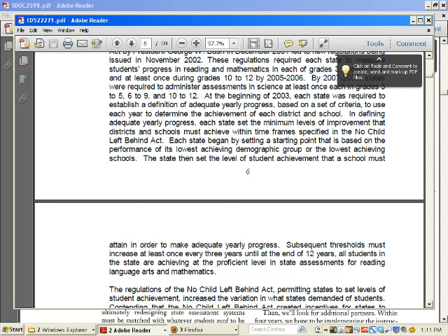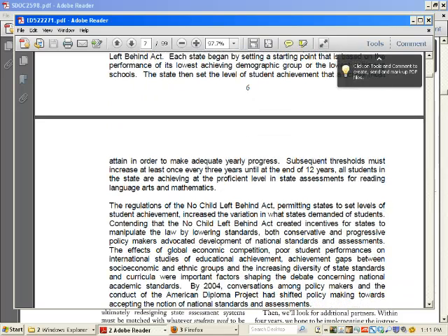Subsequent thresholds must increase at least once every 3 years until the end of 12 years, when all students in the state are achieving at the proficient level in state assessments for reading, language arts, and math. So now that's an overview of No Child Left Behind. In 12 years, by 2014, all students in every school should be passing at a proficient level.